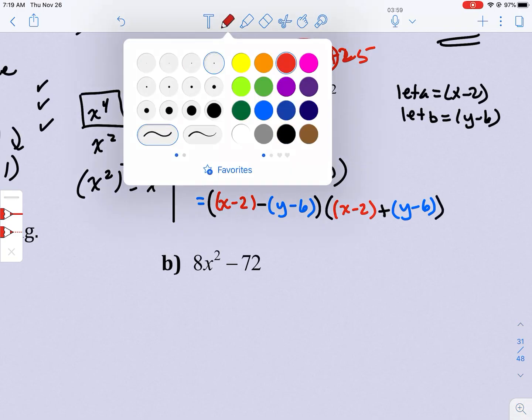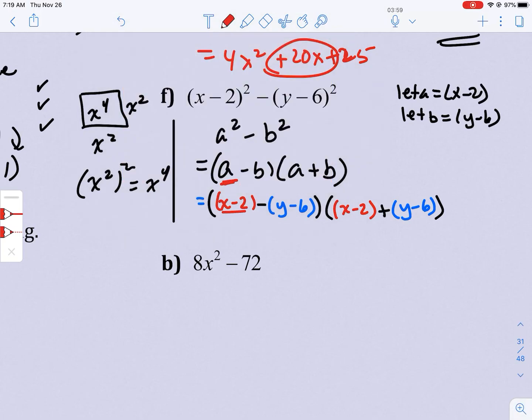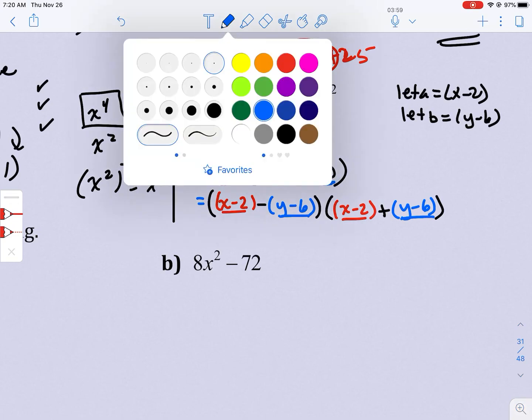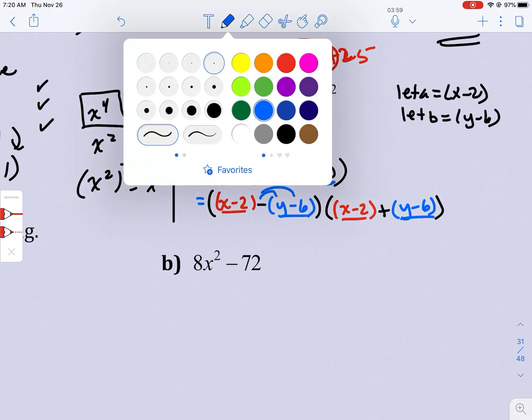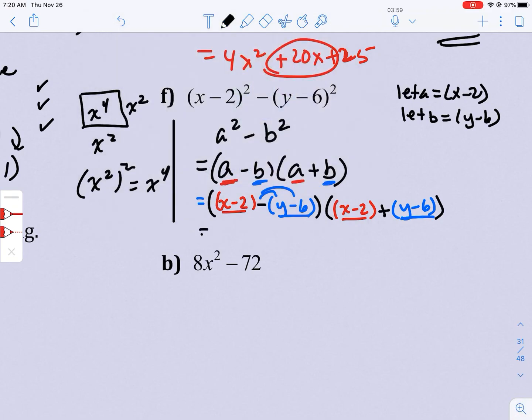So where I see a, I subbed back in x minus 2. And where I see b, I subbed back in my y minus 6. Now when I simplify each side here, I can take and distribute this negative sign. So on my left hand factor here, we've got x minus 2 minus y plus 6. And on our right side, we've got x minus 2 plus y minus 6.